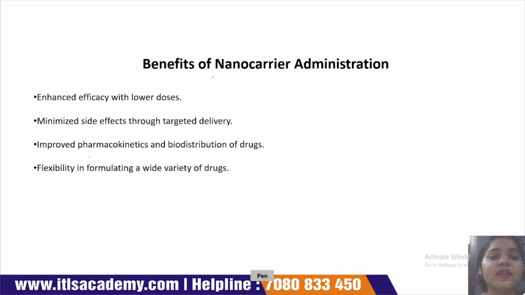Next, we discuss the benefits of nanocarriers. First, increased efficacy with low dose, minimized side effects, and improved pharmacokinetics and biodistribution of the drug. Next, flexibility in formulating a wide variety of drugs. These are the benefits of nanocarriers.